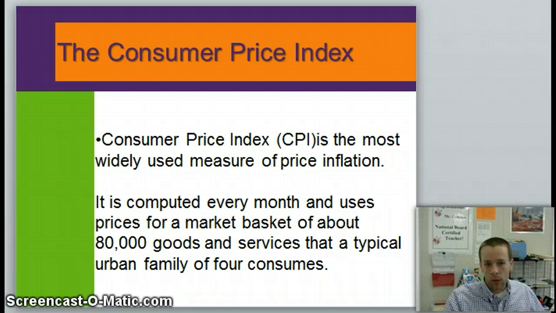Now you might be asking, well, wait, what about all the rural consumers? What about people who don't live in the cities? Why don't we care about them? This gives us the best statistical snapshot. It covers about 87% of the population.